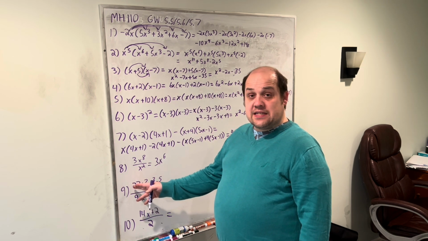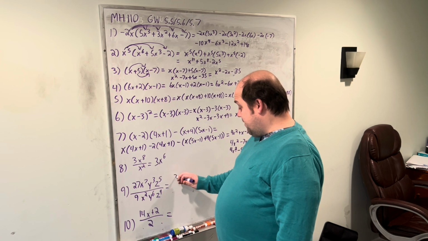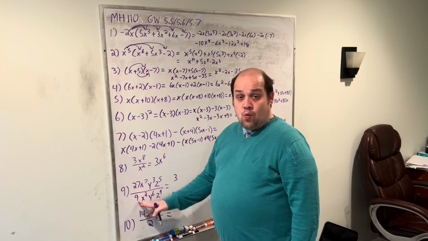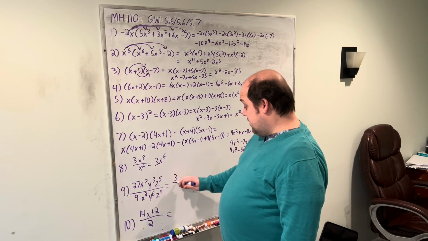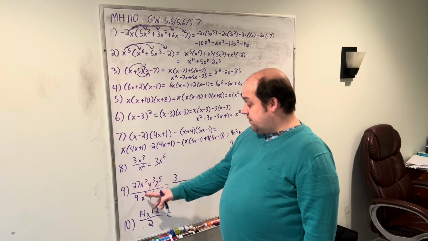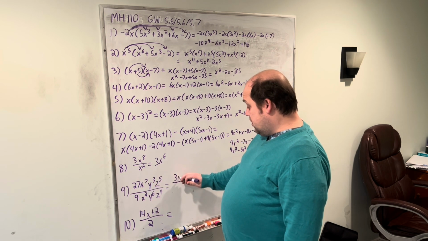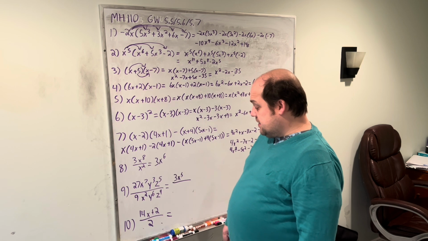9 goes into 27 3 times, 9 goes into 9 once. So basically I'm left with a 3 on top and a 1 on bottom that I don't really need to write. I now look at the x's. I say which is larger, a 7 or a 2? 7's larger. How many larger? 5 larger. So there's an x to the 5th that stays on top.